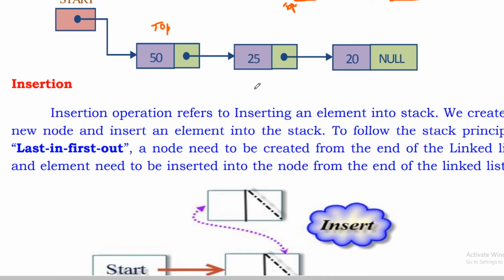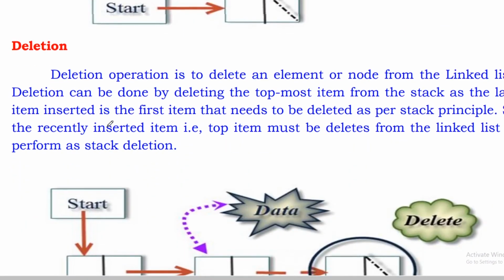You can imagine this is the first node we inserted, this is the second node we inserted, and this is the last node we inserted. You can create one more new node, for example 60, which has a link, an address, and is connected here. The start is connected, so we are inserting the node at the beginning. Now this is the recently inserted element. If you want to delete, you delete the first node. That's how the deletion operation is performed.